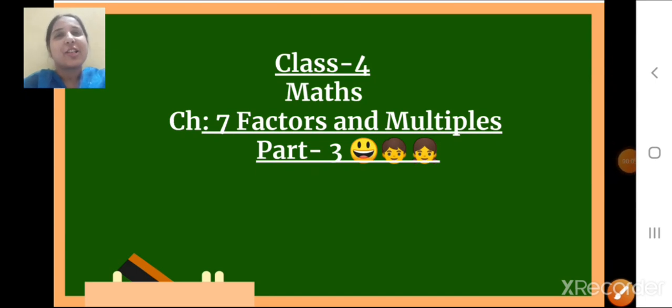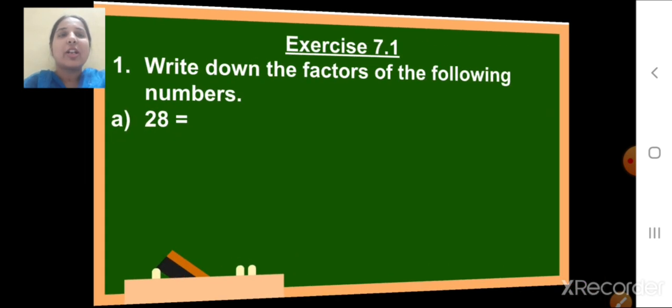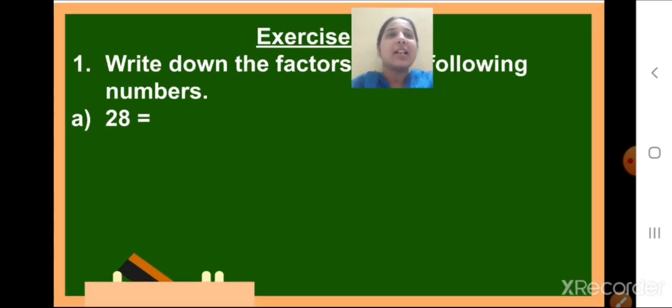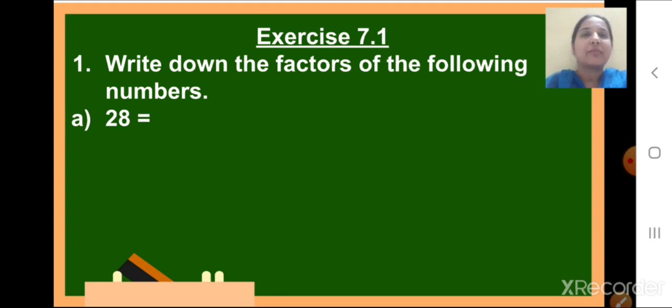Sai Ram. So let's continue chapter number 7, factors and multiples. So children, today we will see exercise 7.1. So question number 1 is, write down the factors of the following numbers.